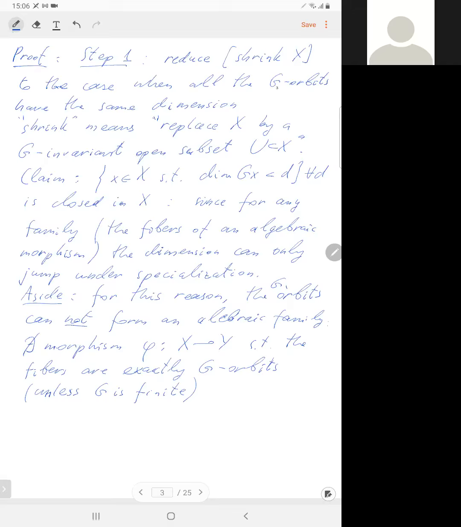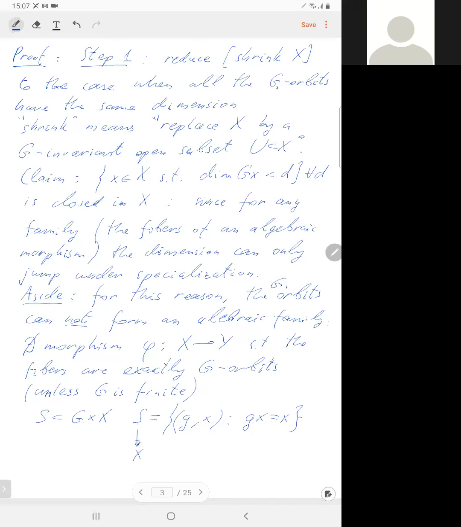For example, just in this adjoint action of GLN on its Lie algebra, we see that the orbits cannot form an algebraic family, but the condition of being the stabilizer of a point is a closed condition. So we can form the following subvariety S inside G times X. This S is the set of points (g, x) such that gx is x. The universal stabilizer, so to say, and certainly it projects onto X.